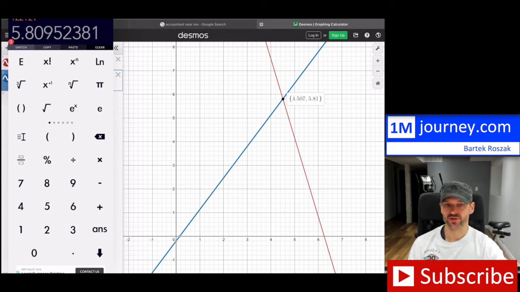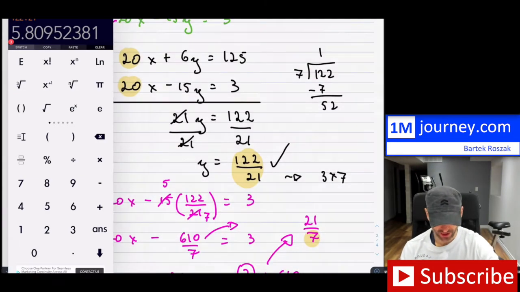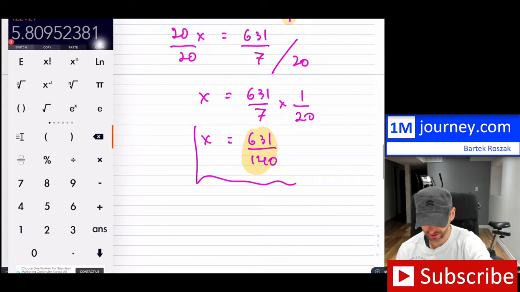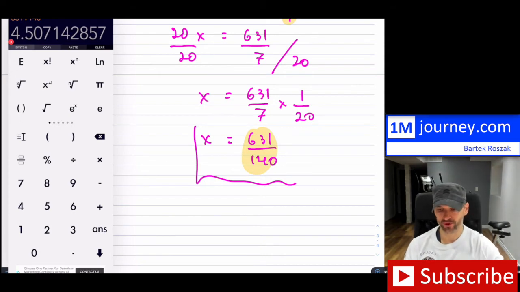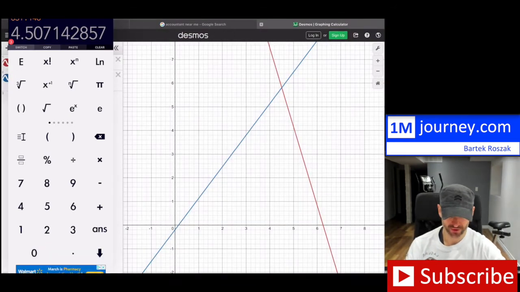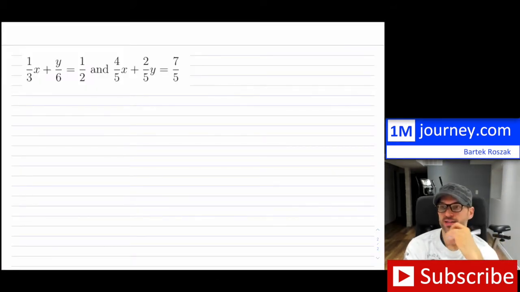And then you can just check the x value as well. For the x value, we had 631 divided by 140, which is 4.507. And notice, let's do that check. And then that's what you have there. All right, so let's take a look at that second example now.